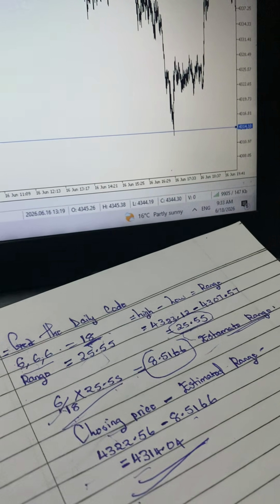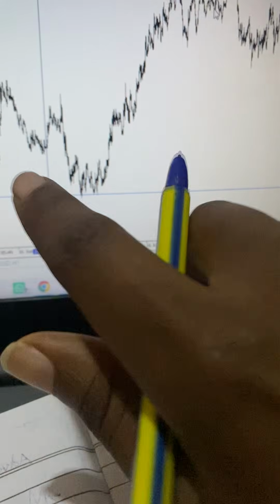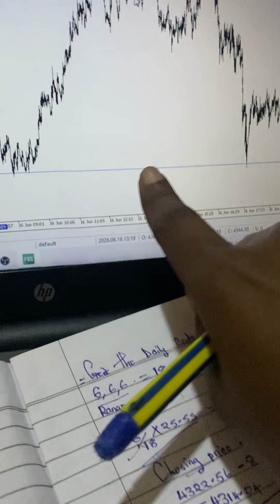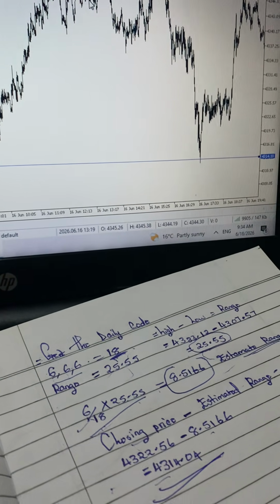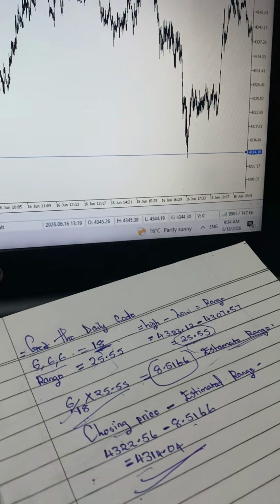Can you see it? 4314, and you can see first tap, second tap. Go on date 16 and try that. You will see how the market did.